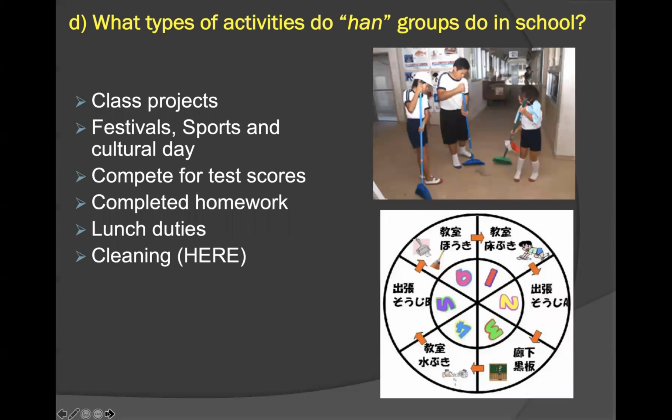So moving on to the types of activities that Han groups do in school, this is a chart of the Hans here. So you have Han number 1, Han number 2, Han number 3, and their responsibilities. So what we see here, for example, is wiping the floor, cleaning here, sweeping, that sort of thing, cleaning the blackboards. But also, Han groups can do things like class projects, where each Han group is responsible for a specific part of the class project. There's sports and cultural day, again, broken up into different responsibilities for the different Han groups.